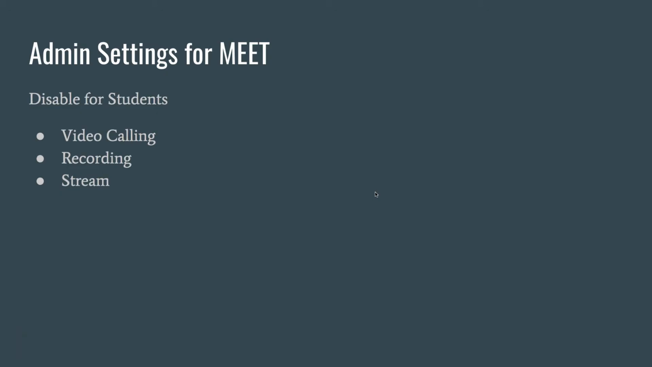Before this entire lockout concept will work, whoever administrates your Google accounts for your school, for your district, needs to make sure that they go into the admin settings and under Meet for students, the following have to be disabled. Video calling, that is the thing that actually gives them the ability to start a meeting. Recording and stream. When those are shut off, what we're about to do will work perfectly.